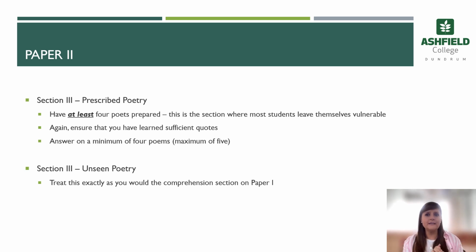And then lastly is obviously section 3, which is unseen poetry. Again, this is kind of like a lucky bag. You don't know what you're going to get. So treat it exactly as you would the comprehension on paper 1. Read it through, answer the questions. They don't expect you to have the same in-depth knowledge or understanding here that they do in the prescribed poetry section. They just expect you to be able to read a poem and to comment on it briefly as well.